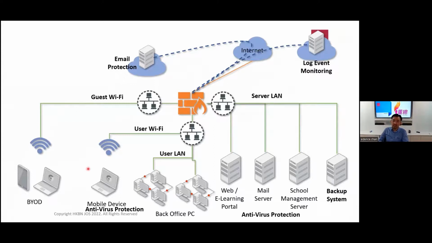Then for devices like the laptops that are part of the assets of the school, with antivirus installed, we're going to separate them into the internal lab. For those untrusted devices, which we call BYOD, they cannot come into the internal network. To reach the internet, they just go through the firewall and directly to the internet. We will have good antivirus software installed on all the mobile devices, the back office PCs, plus all the school systems.